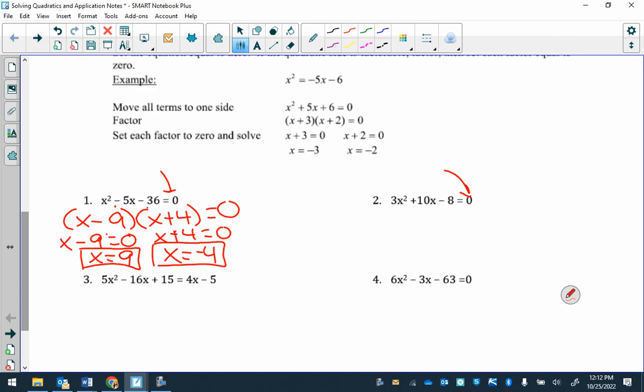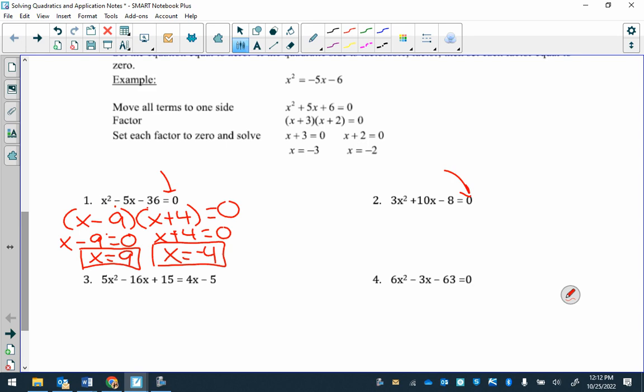And find your solutions. Okay, you have done this already. Now we're just solving, and you only solve when it's set equal to 0. Part of your homework the other night was just to factor. There was no solving happening. So in number 2 is where we are going to apply what Isabel just said.